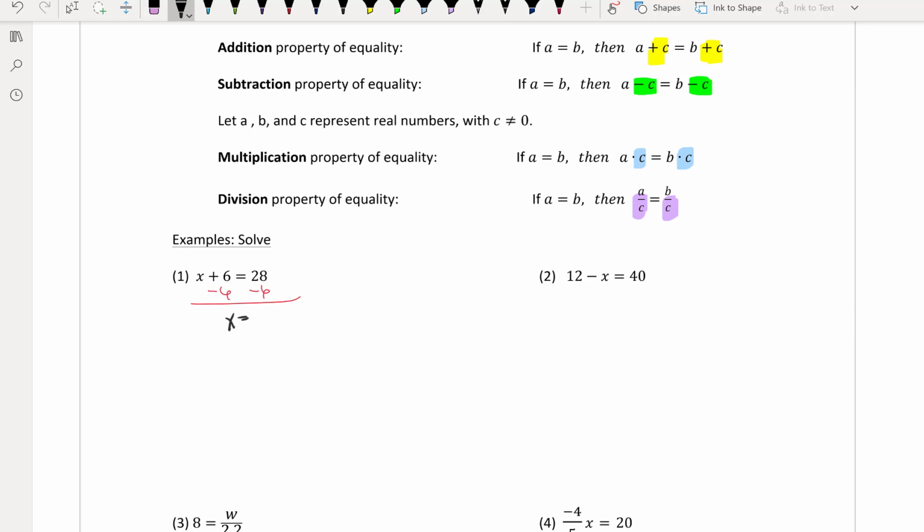So now you're going to enter 28 minus 6, and that's going to be 22. So now you know that my value is x is equal to 22.